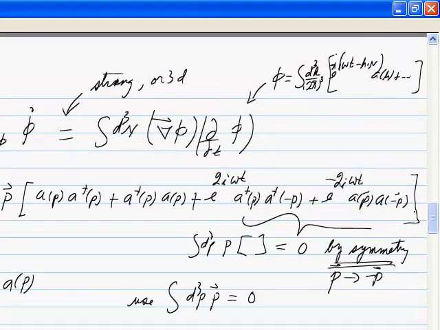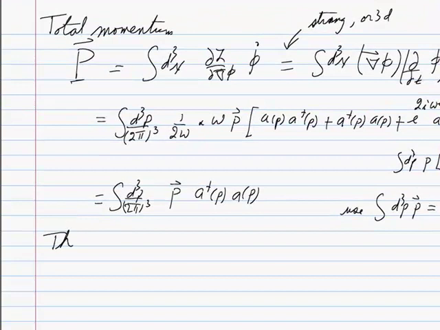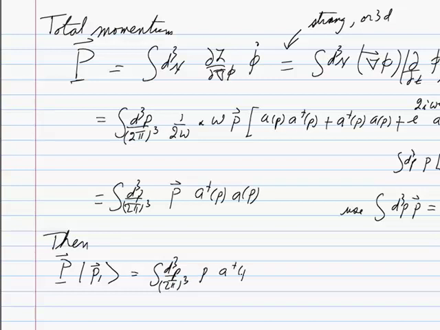Okay, so the momentum operator P on a state p1 gives me the integral d3p over 2 pi cubed, p, a dagger of p, a of p, a dagger of p1 acting on that empty state.